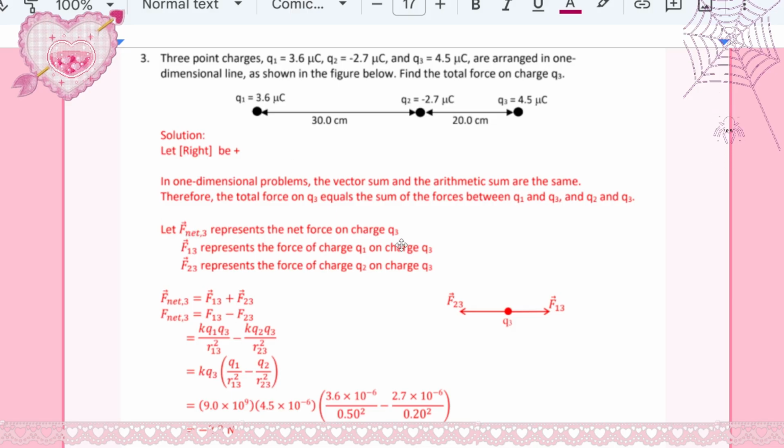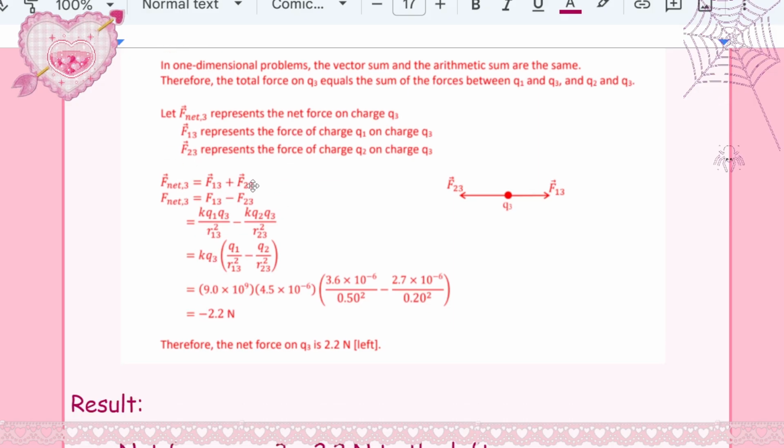So we're going to say F net 3, and F13 represents the force of charge Q1 on Q3. Notice that the distance is 30 centimeters plus 20 centimeters, so 50 centimeters. Be aware of that. Whenever you're doing these types of calculations, always ask yourself how far the distance truly is. Now we also have F23, which represents the force of charge Q2 on charge Q3.